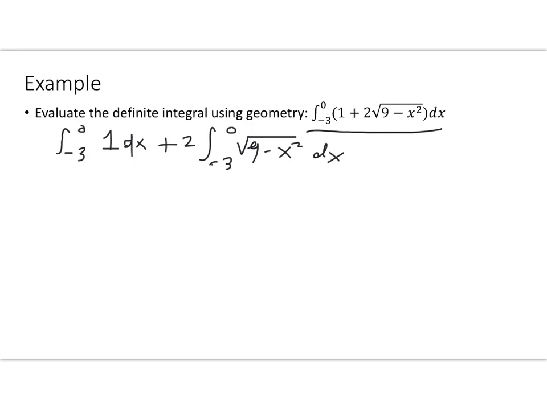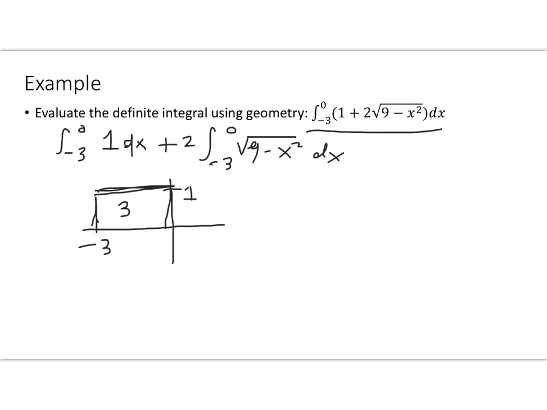So for the first integral, we're over the interval from minus 3 to 0, and the 1 you can just regard as a constant function, 1. When we're computing this integral, we're asking ourselves, what is this signed area between the constant curve 1 and the x-axis? Well, you get a rectangle of height 1 and of base 3, so the total area should be 3.